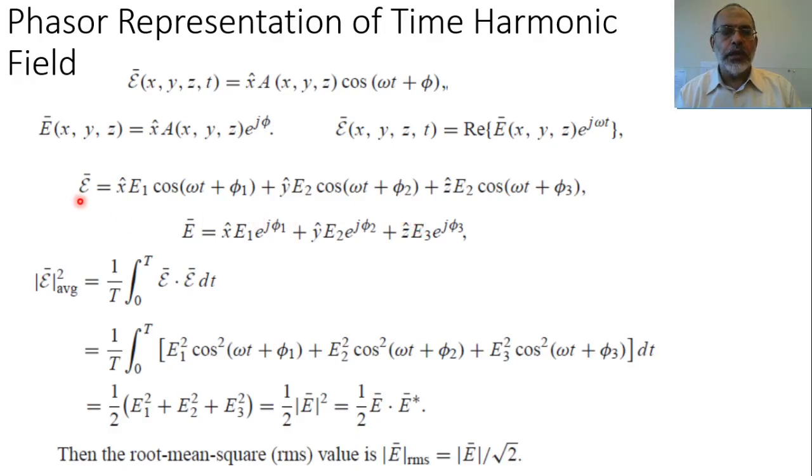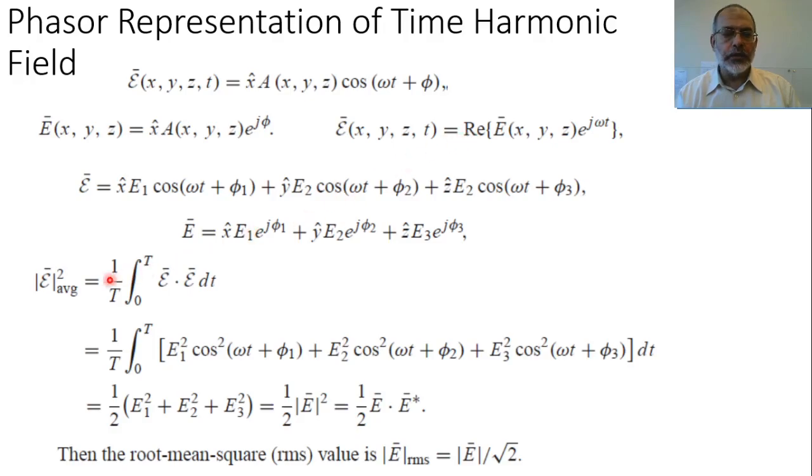So this is the instantaneous form of the electric field as a function of x, y, z, and t, and this is the corresponding phasor electric field as a function of x, y, z only. And we keep in mind that the time dependence is e to the power j omega t. To obtain the instantaneous field, we multiply the phasor field by the time harmonic function and take the real part.